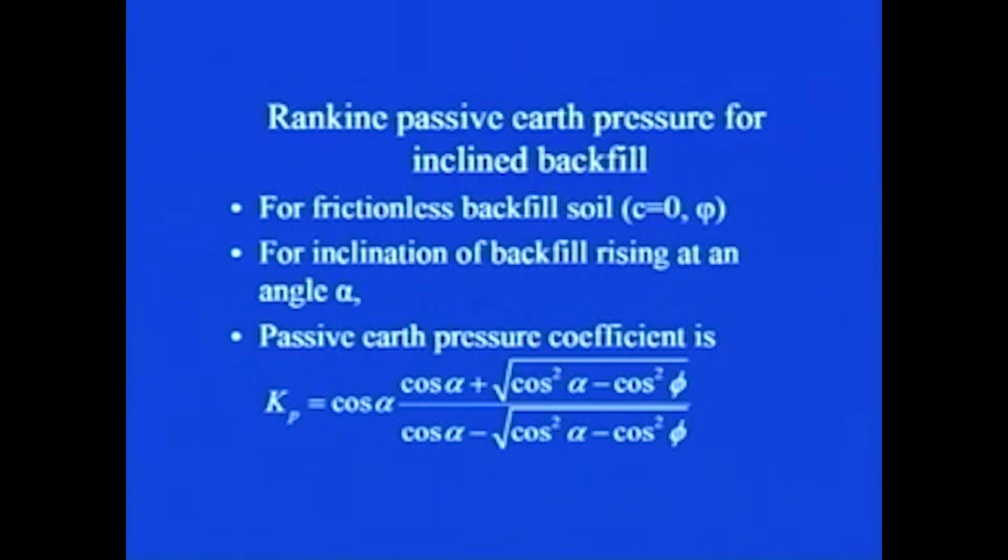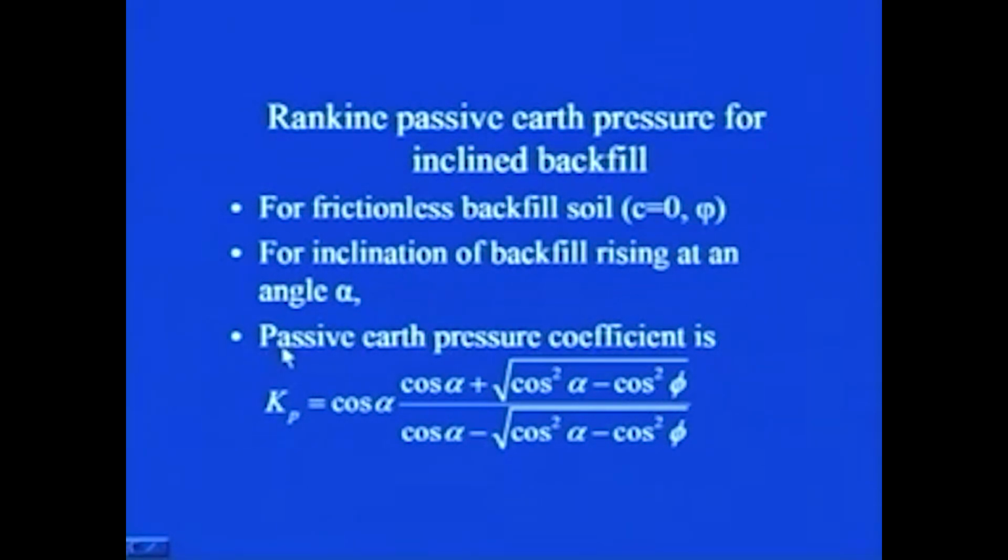Then we discussed the Rankine passive pressure theory with horizontal backfill. In nature, usually you do not come across horizontal backfill. Usually the backfill has some inclination with the horizontal. How will you take this inclination into account in your analysis? If I take this frictionless backfill soil, in that case your c will become 0 and the angle of internal friction phi will be present, and the backfill is inclined at an angle alpha with respect to horizontal.